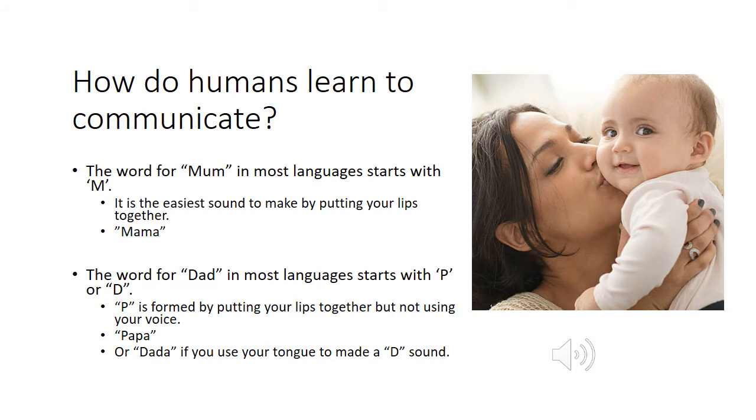So I want to talk to you about how humans learn to communicate. Every baby, when they're starting to learn to speak in every language, learns how to say mum or dad. So the word for mum in most languages starts with M. This is not because all languages are related. This is actually because when a baby is first learning to make sound, one of the first sounds they make is when they put their lips together and they experiment. So mum.